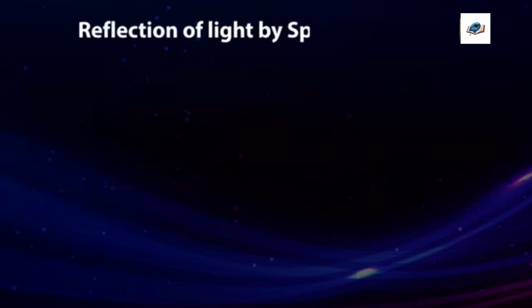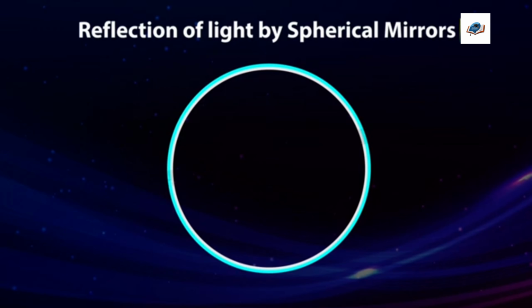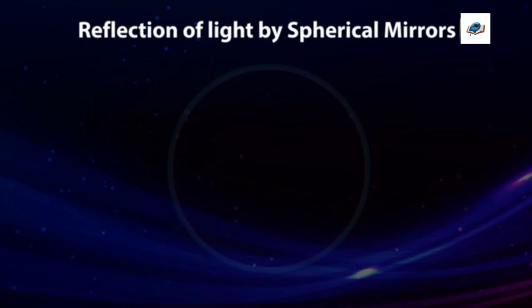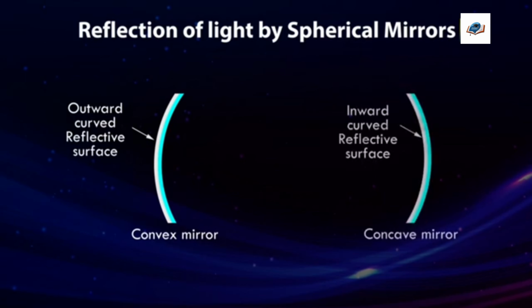Now, let us understand the reflection of light by spherical mirrors. A spherical mirror is a curved mirror and it forms a part of a sphere. Spherical mirrors are of two types: 1. Convex mirrors and 2. Concave mirrors. A convex mirror is a type of spherical mirror that has an outward curved reflective surface. A concave mirror is a type of spherical mirror that has an inward curved reflective surface.